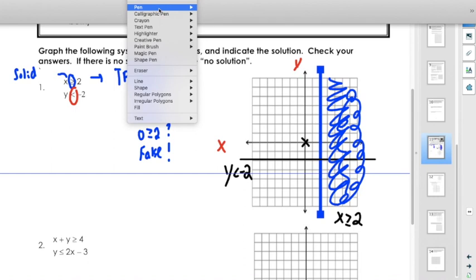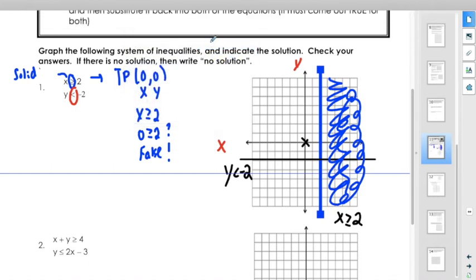And then I've got to repeat the same process for y is less than negative 2. So I want the test point of 0, 0 still, which is x and y. And I'm going to use this piece now. So is 0 less than negative 2? Well, no, it's not. Negative 2 is not bigger than 0. So that means that I am going to shade away from my test point at y is less than negative 2. So I'm going to shade this way now.